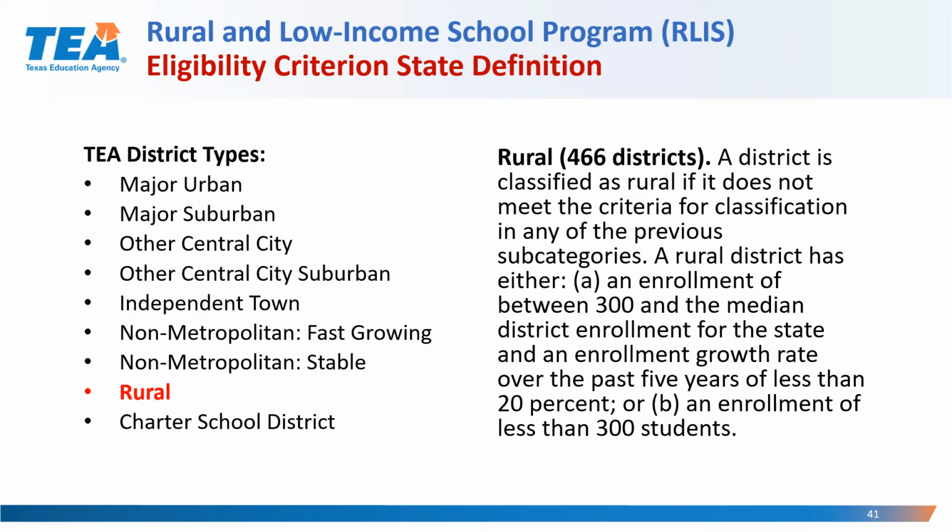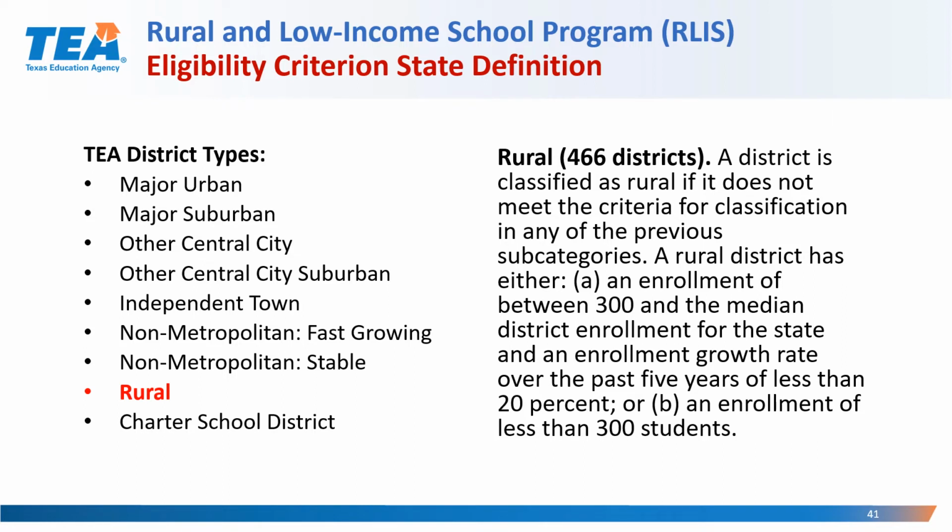So what are some of the district types that TEA has? They're major urban, major suburban, other central city suburban, independent town, non-metropolitan fast growing, non-metropolitan stable, rural, and charter school district. So what is a rural district according to the state of Texas?